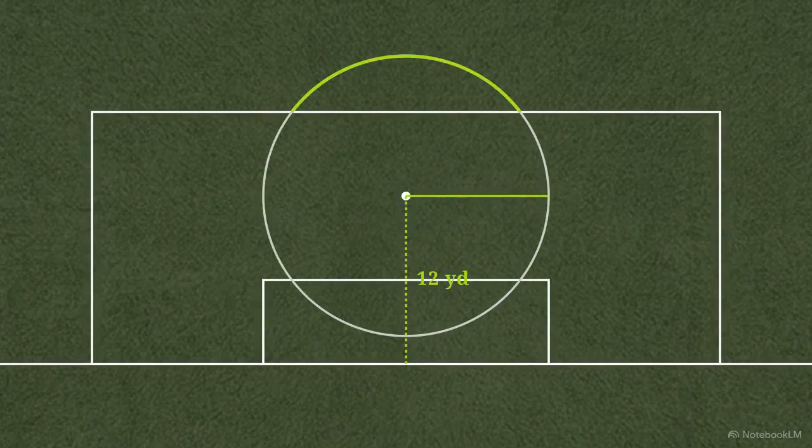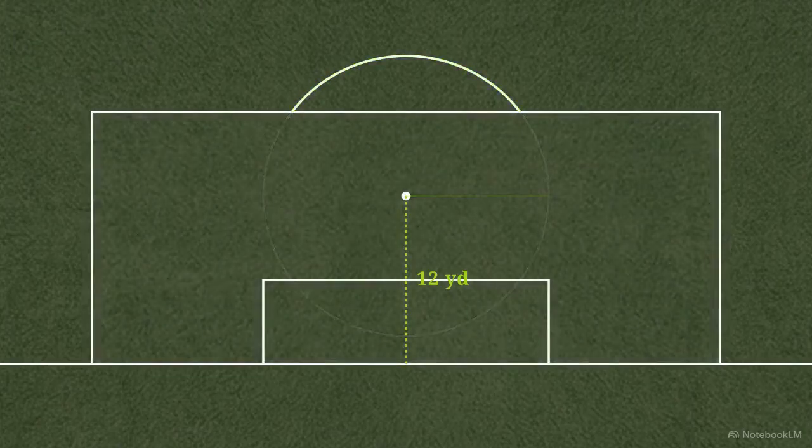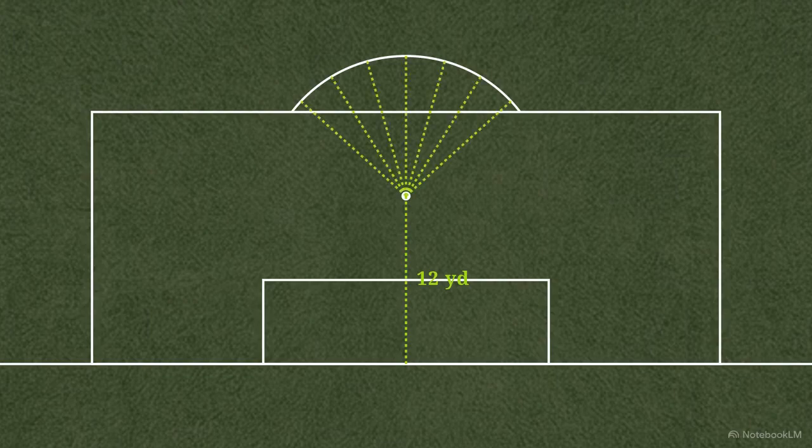Players can't enter the box, so we only paint the overlapping arc outside to enforce the 10-yard distance. The penalty arc is the only shape that guarantees a player is exactly the same distance from the ball, regardless of where they stand. Circles are the only geometric tool that provides this universal equal spacing.